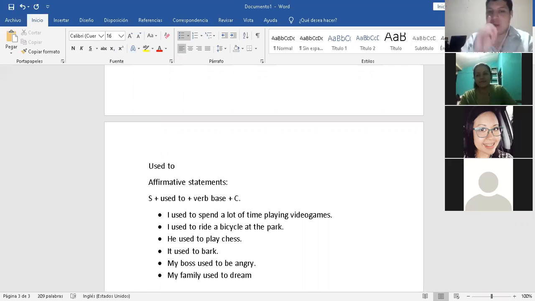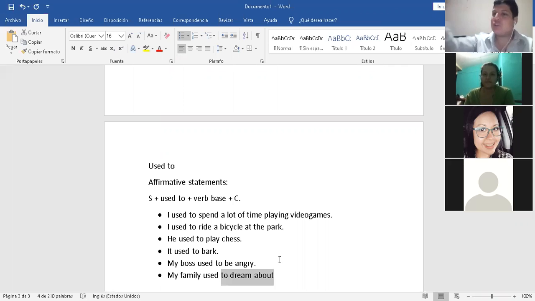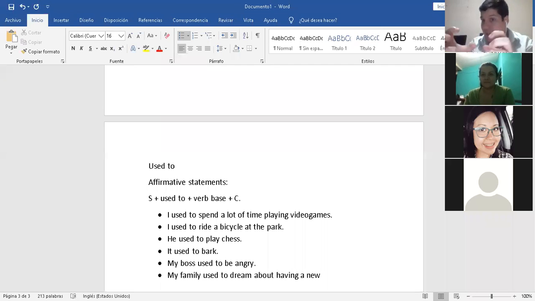Entonces acá, la lógica nos dice que es with, pero es dream about. Ya ven cómo se va aprendiendo, dream about, soñar con. Entonces, my family used to dream about having a vacation for 1 month. Ajá, about having a new car. My family used to dream about having.